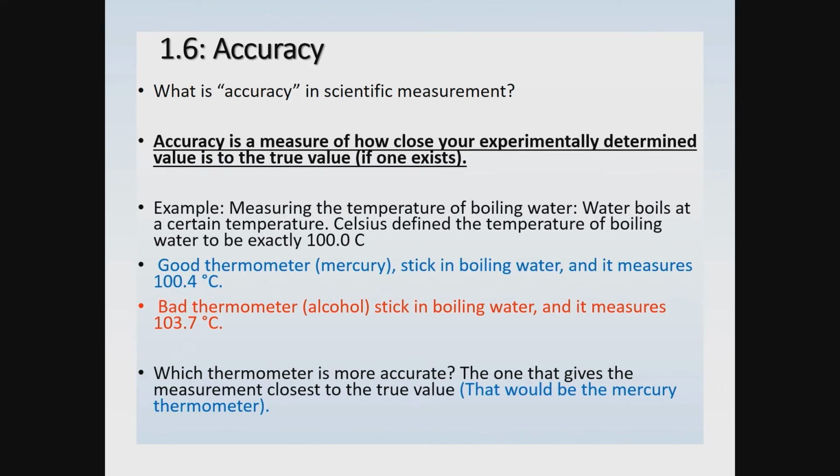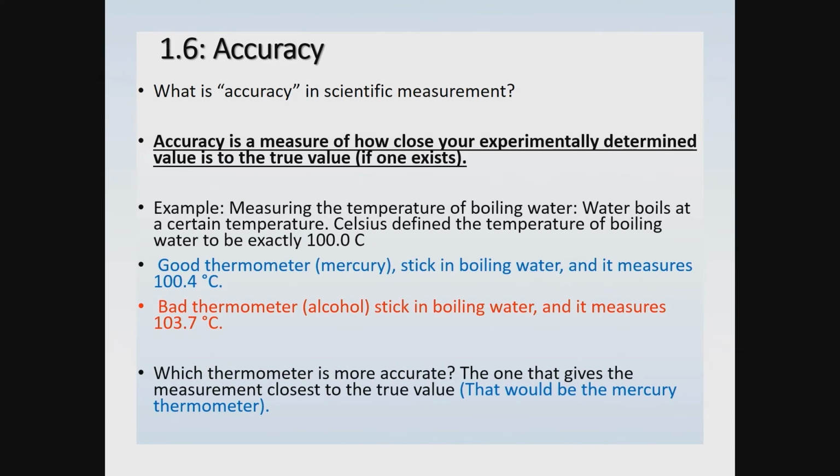Let's say you have a beaker of boiling water, and so you know that water boils at 100 degrees Celsius. Let's say you have a good thermometer, and the good thermometer measures the temperature of the water, and it measures it not to be exactly 100.0 degrees Celsius like it should be, that is the true value, but it measures it to be 100.4 degrees Celsius. But let's say you have a not so good thermometer, a bad thermometer, and let's say you measure the temperature with that, and it gives you a value that's even further off.